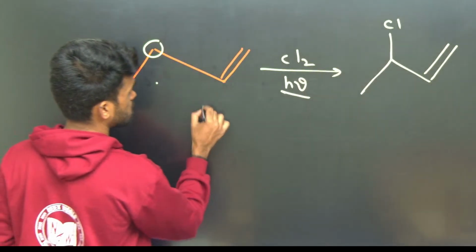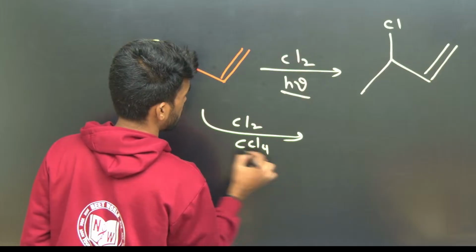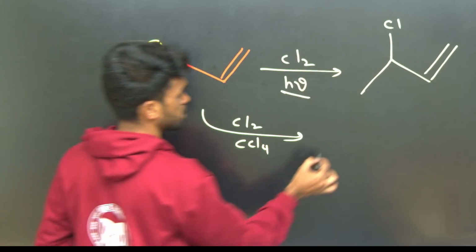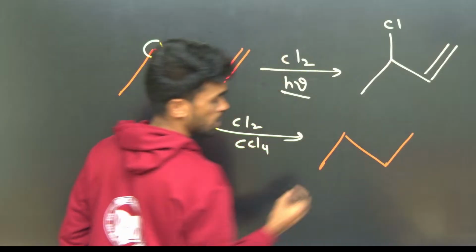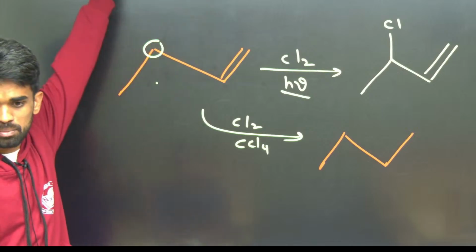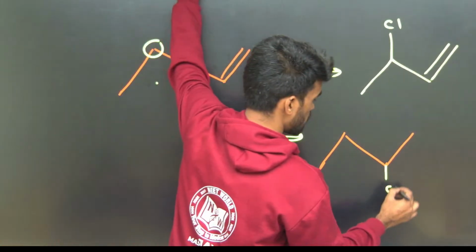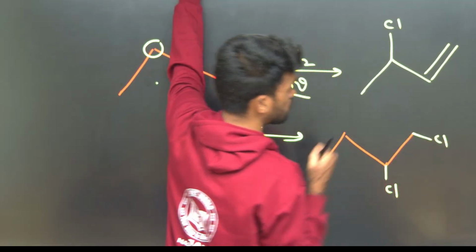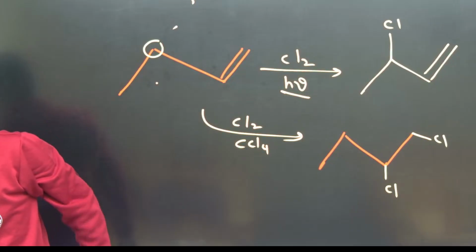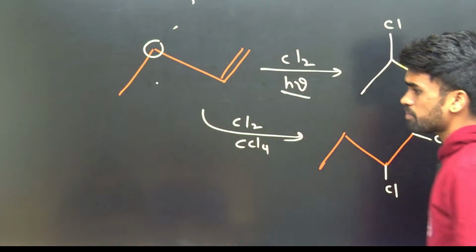Now, if I want to do the same reaction in CCl4, what is your answer? The same reaction in CCl4, we just discussed above. What did I tell you? Just remove the double bond and place one chlorine on one carbon and another chlorine on the other carbon of the double bond. That's it. Simple.